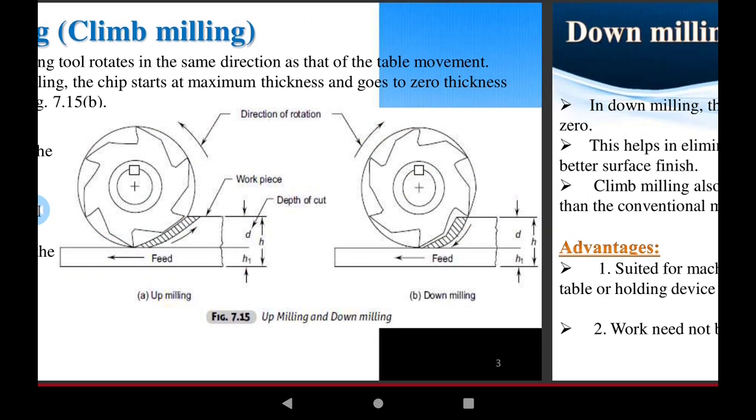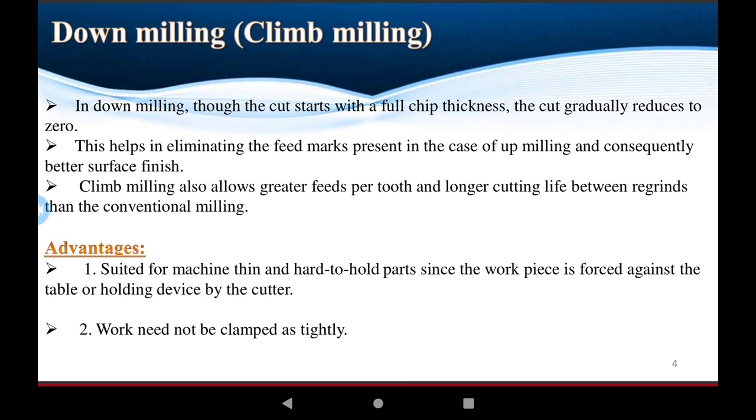Also for down milling, or climb milling: in down milling the cutting operation starts with the full chip thickness, and the cut gradually reduces to zero. Suppose the operation started at a point before producing the chip, at zero chips. The operation goes from zero to the maximum position, and the chip size also goes from zero to maximum.